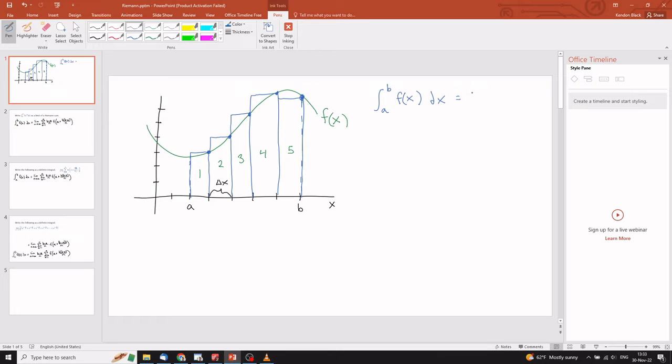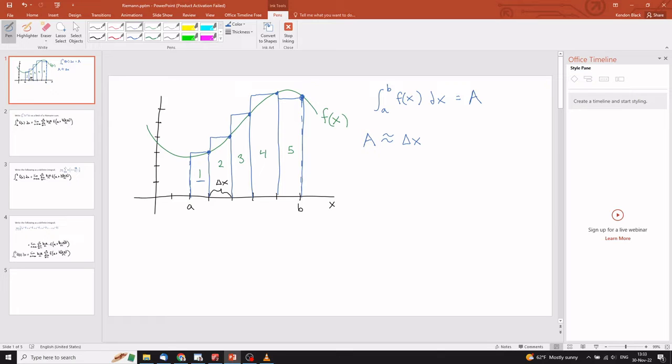Let me set this equal to the exact area. Okay, so the definite integral gives the exact area, and the Riemann sum will give an approximate area. So I'll use the squiggly equal sign. And we're just going to add up the areas of each individual rectangle. So the width of every rectangle is going to be delta x. So the area of this first rectangle is going to be delta x times the height.